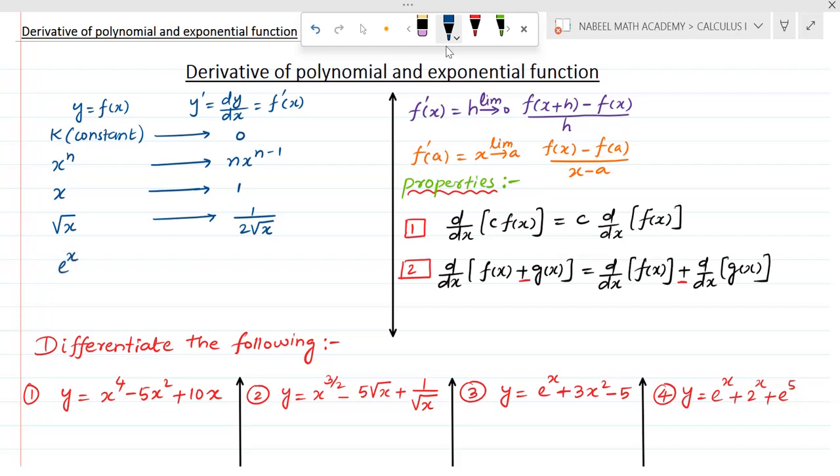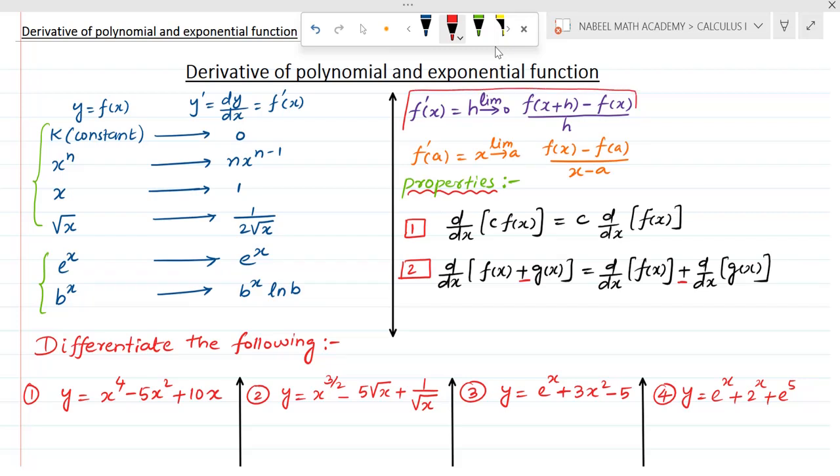Now the exponential e power x: the derivative of e power x is e power x, whereas for b power x, the rule is b power x times ln b. So up to this it is polynomial and this is exponential. We are going to take the problems here. All the derivatives are using these formulas, and all these formulas can be derived from the definition.